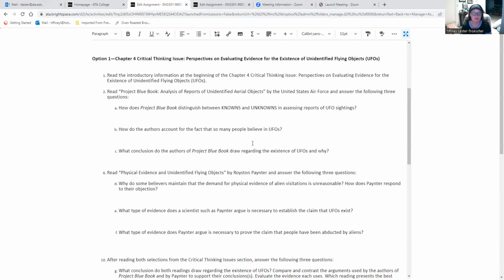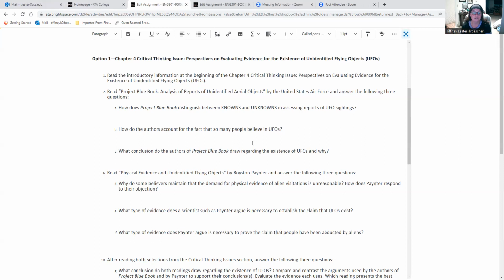The second text that you can read is called Physical Evidence and Unidentified Flying Objects by Royston Painter, and there are 3 questions to go along with that one. Why do some believers maintain that the demand for physical evidence of alien visitations is unreasonable? That's what it's asking. How does Painter respond to their objection? What type of evidence does a scientist such as Painter argue is necessary to establish the claim that UFOs exist?